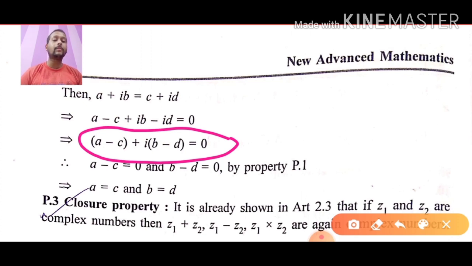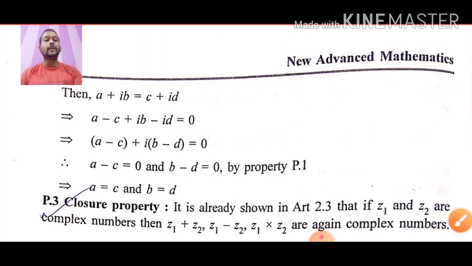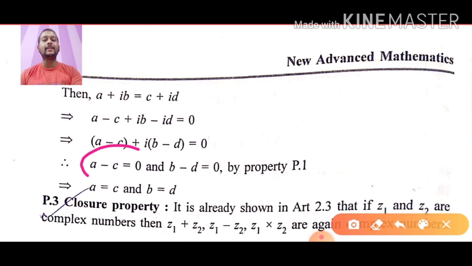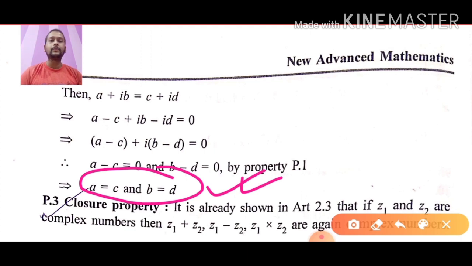And when can it be 0? By property 1, when a minus c is equal to 0 and b minus d is equal to 0. This means a is equal to c and b is equal to d. The proof is done. Please make a note of this.